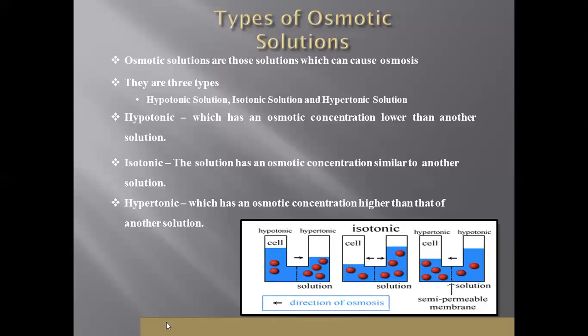Now how to remember? Hypo means water is more, solute is less. Iso means solute and water concentration is similar. Hyper means osmotic concentration is higher, solutes are higher compared to water.